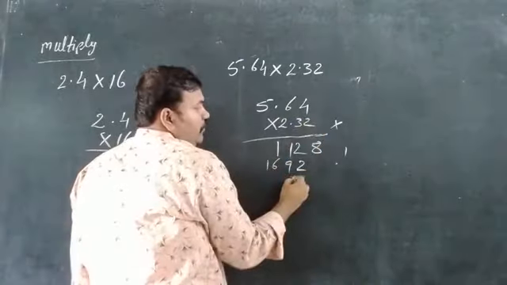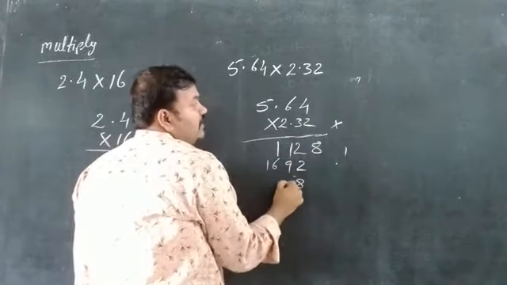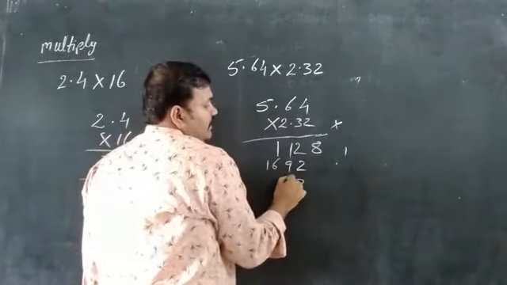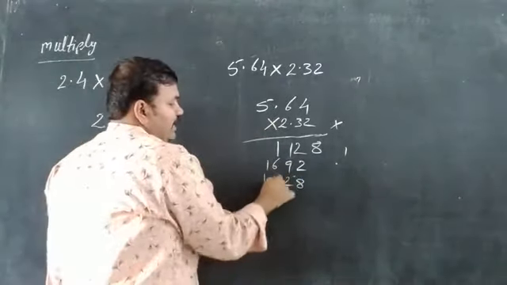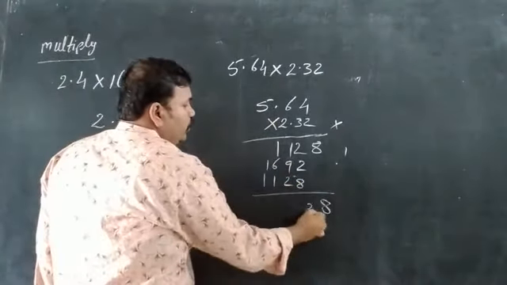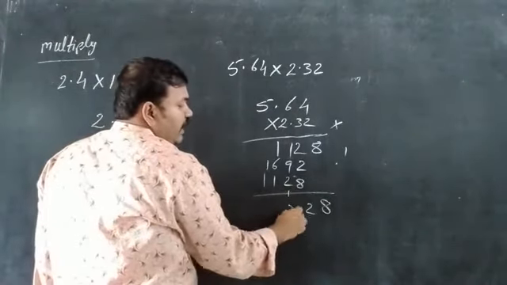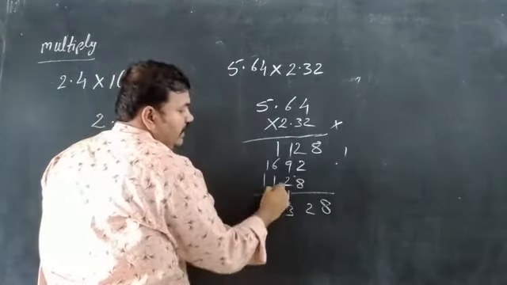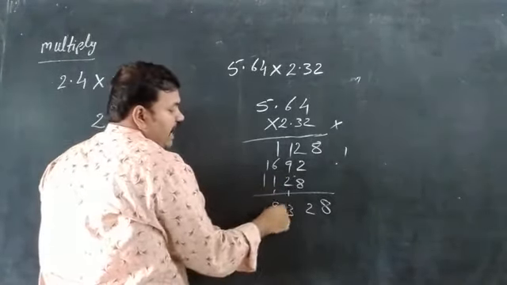Next one: 2 4s are 8, 2 6s are 12, 2 5s are 10, 11. Then 8, 2, 3, 3, 6 plus 3 is 9, 2.